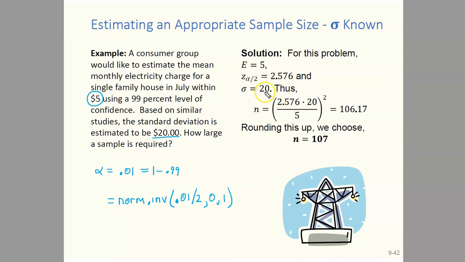Our sigma is 20, and so this is our necessary sample size right here. Z alpha over 2 times sigma, divided by the error E that we want, squared. And when you evaluate this, you'll see that you get 106.17 and round that up to 107. So that's the sample size that should be used to state that your point estimate is within $5 of the actual mean with a 99% level of confidence.